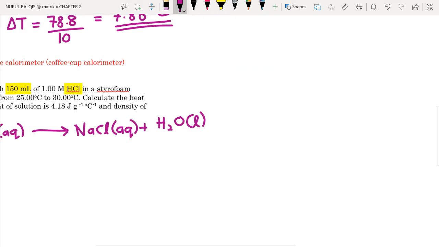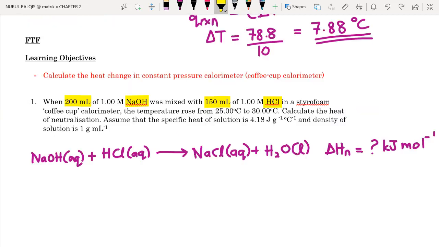So we want to find the enthalpy of neutralization in kilojoule per mole. The temperature rose from 25 degrees Celsius to 30 degrees Celsius, which indicates that this is your delta T. Then the question asks you to calculate the heat of neutralization. So we want to find the heat of neutralization here.